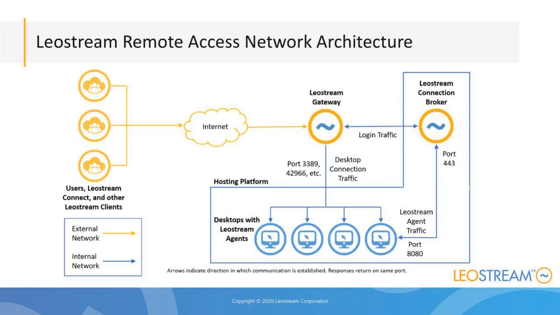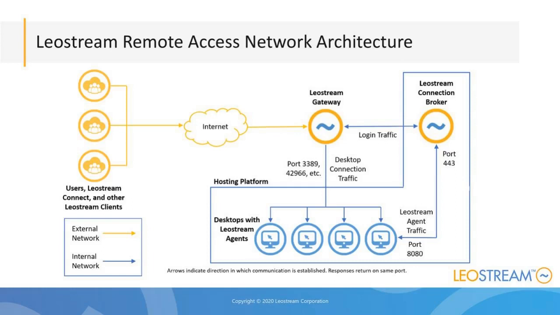First, let's get you grounded in the components that make up the Leostream remote access platform. At a high level, it consists of 4 components. Starting at the top right is the connection broker. It's essentially the brains of the operation. It's where you'll define your pools and the rules to assign users and students to them.